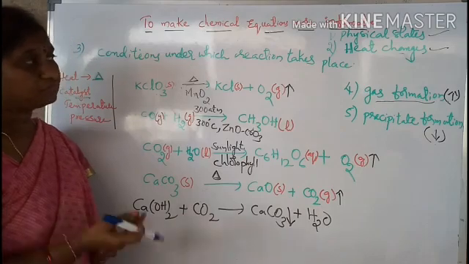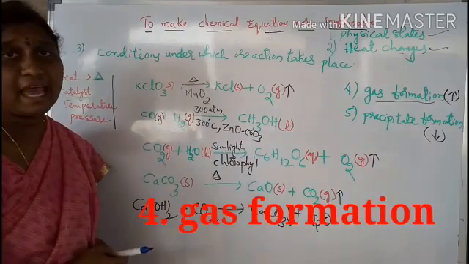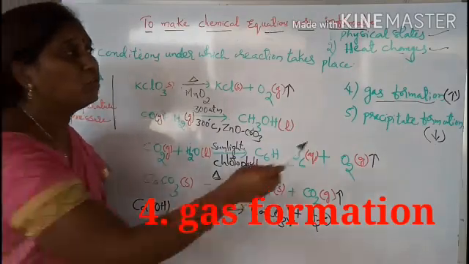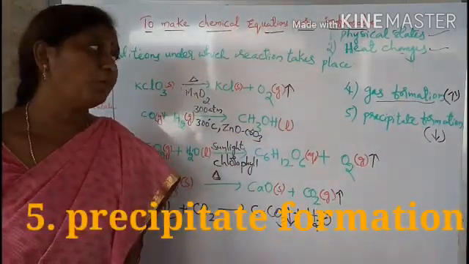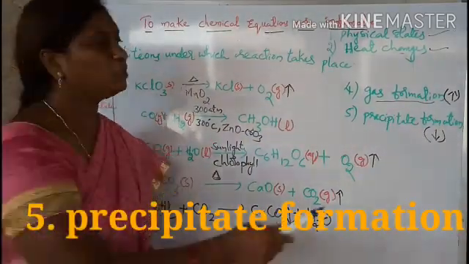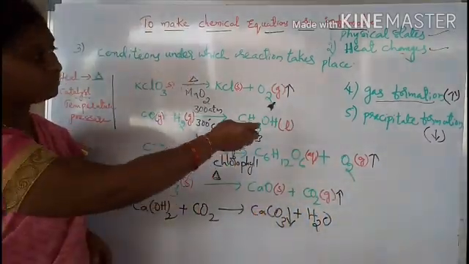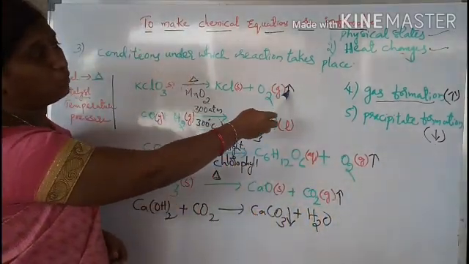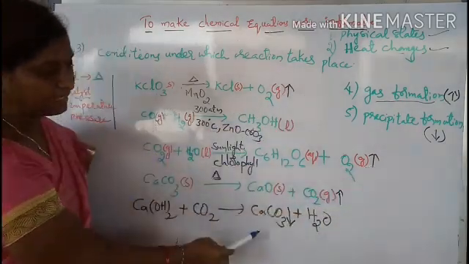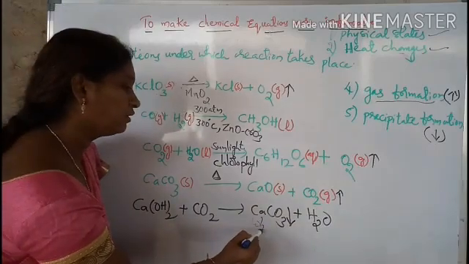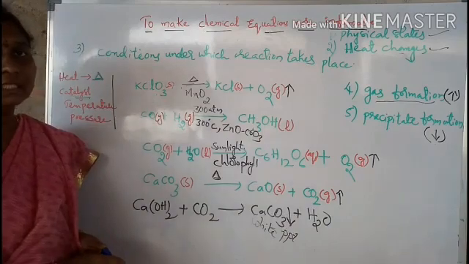Okay, and the fourth one is gas formation. If a gas is formed in a reaction, you have to show it by an upward arrow. And the fifth one is the precipitate formation. If a precipitate is formed in a reaction, you have to show it by a downward arrow. So see here, O2 is a gas, shown by an upward arrow, CO2 gas upward arrow, and CaCO3 is a white precipitate. So this is shown by a downward arrow.